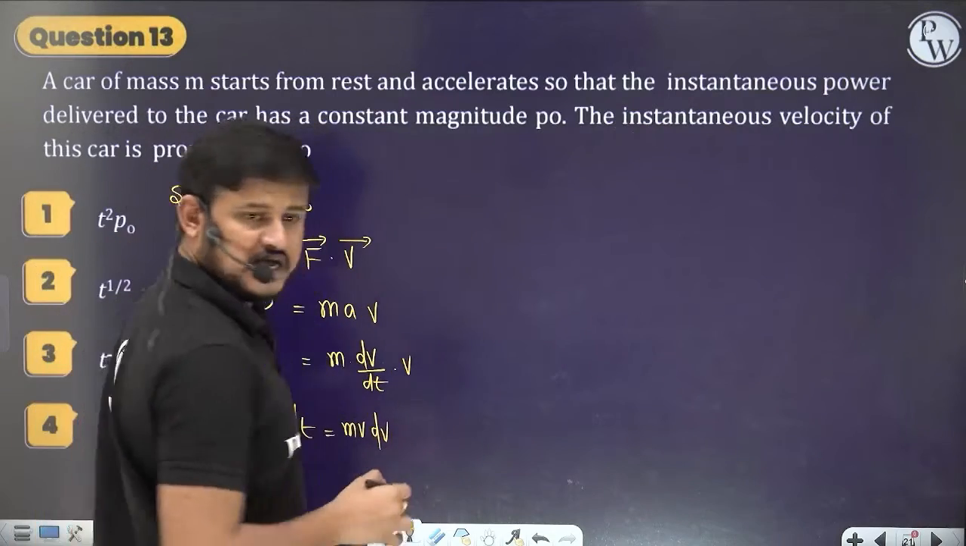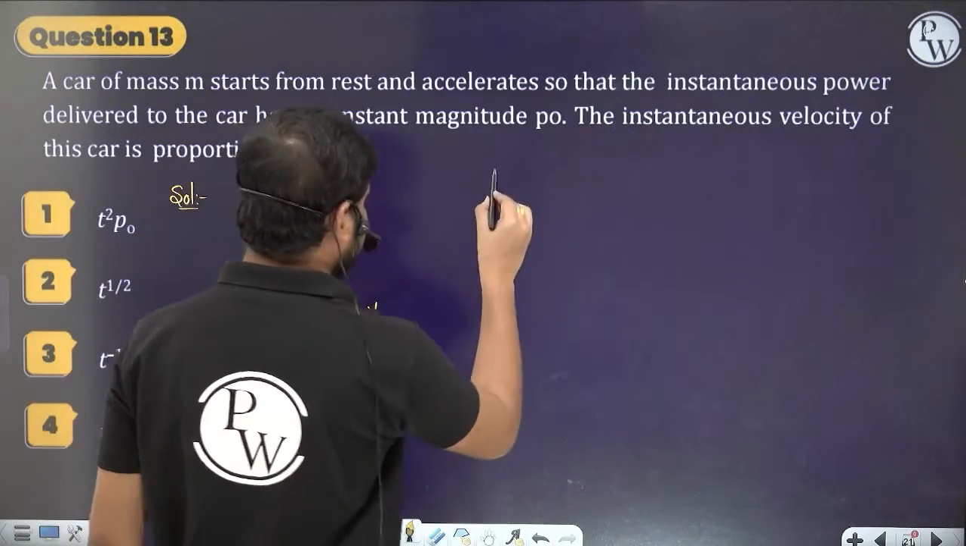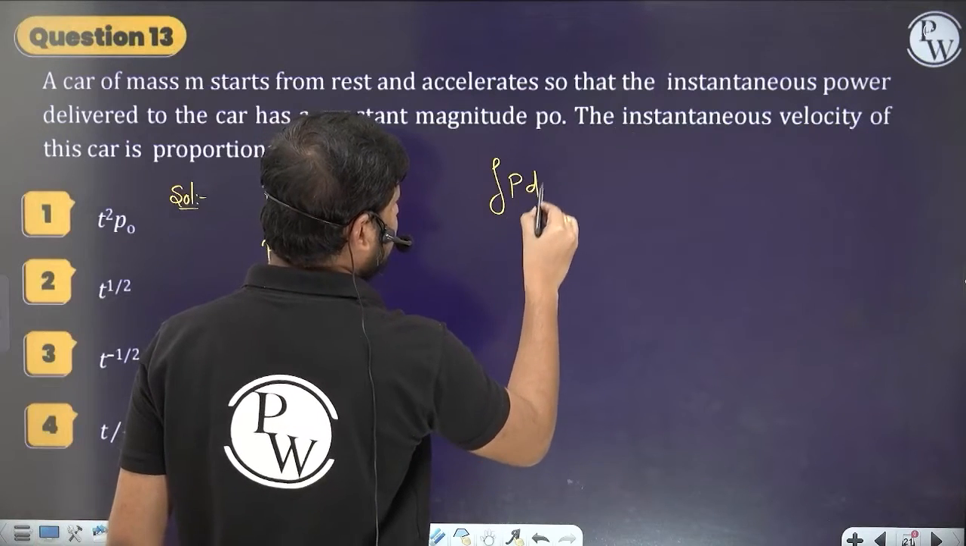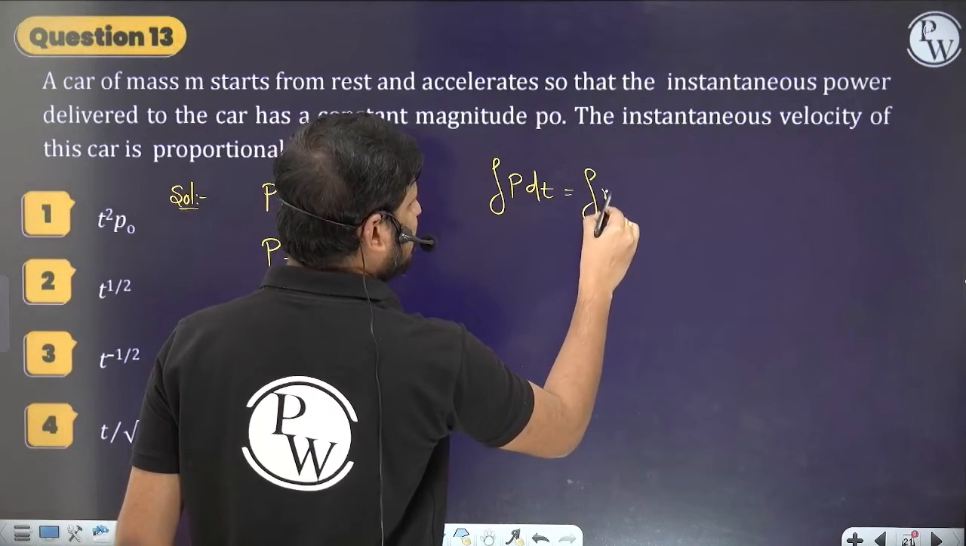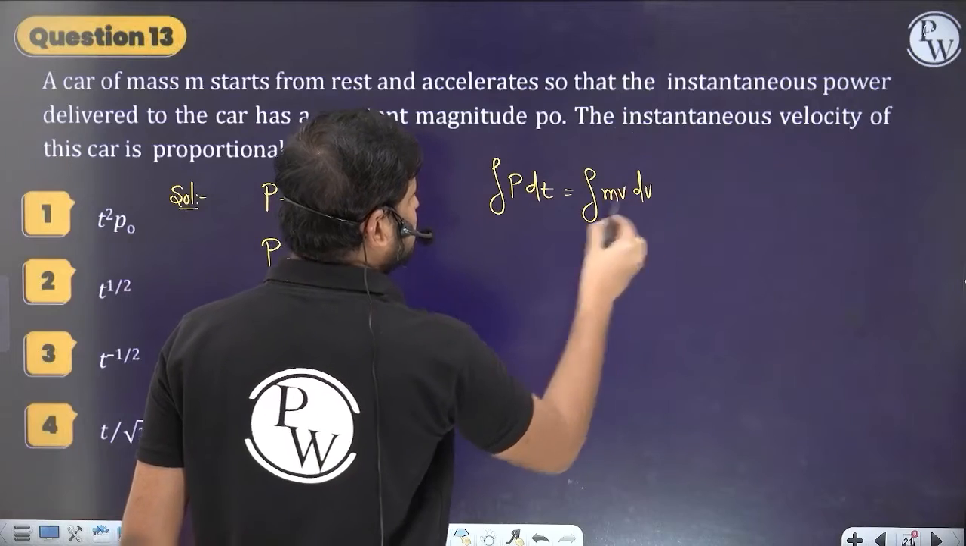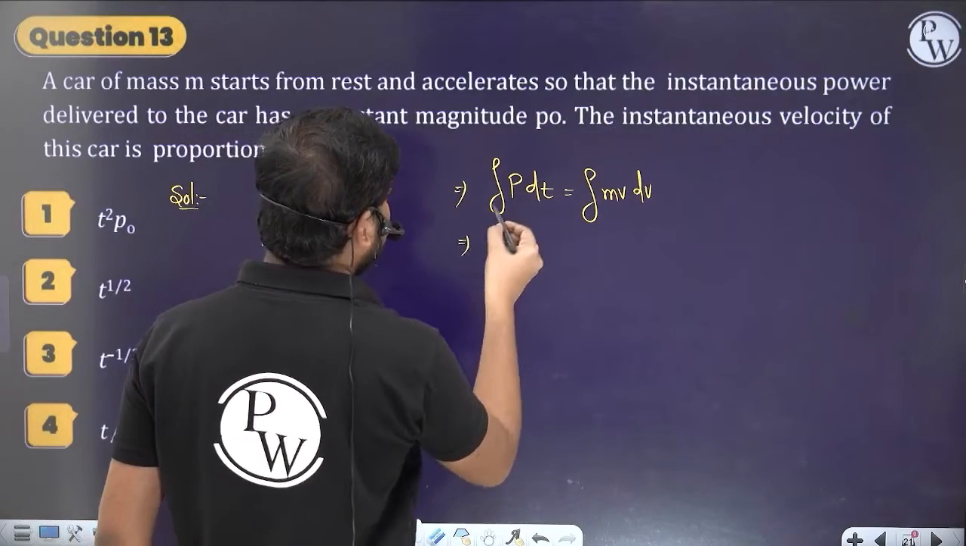Now I can integrate either side: the integration of P dt is equal to the integration of m v dv. So from here, the power is from where to where?